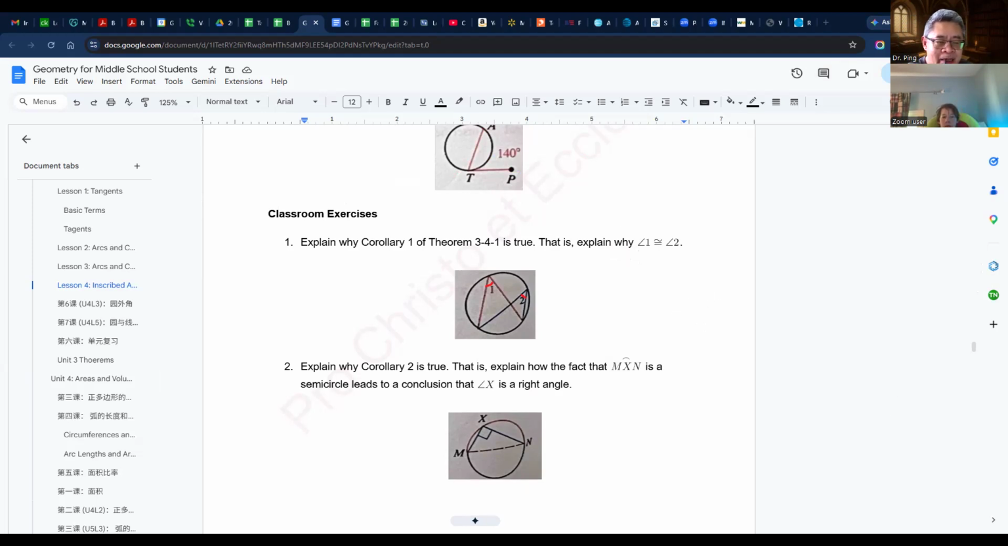Explain it, okay? Should I type it in the chat or say it out loud? I'll just say it aloud. They both intercept the same arc. Yeah, very good. Good job.